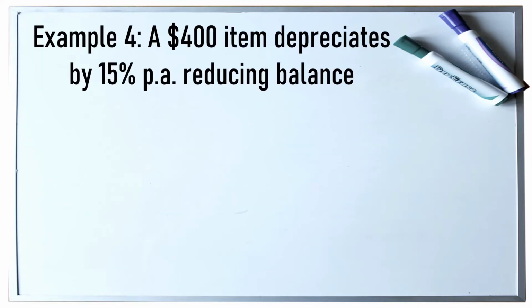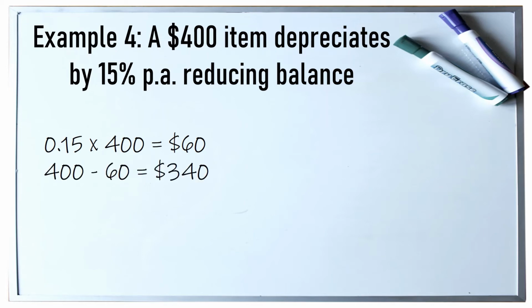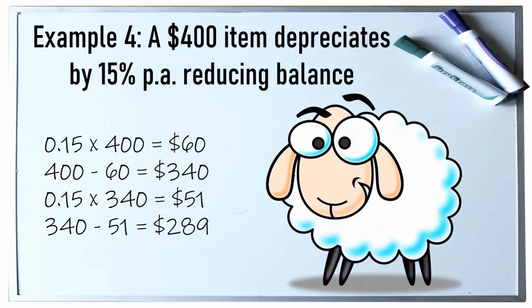A $400 item depreciates by 15%, reducing balance. One approach would be to work out 15% of $400 gives us $60, and then take that $60 away to give us $340. 15% of $340 gives us $51, and then take that away. However, there's a better approach.